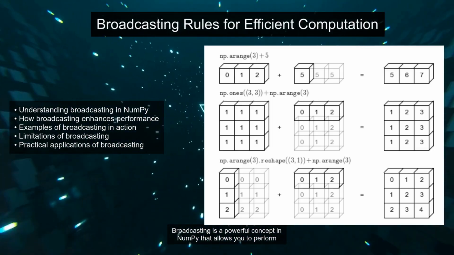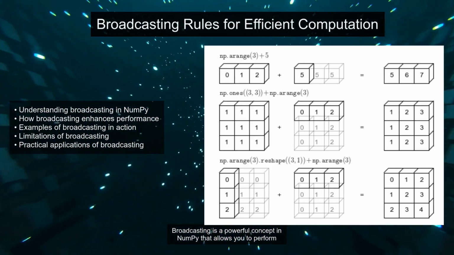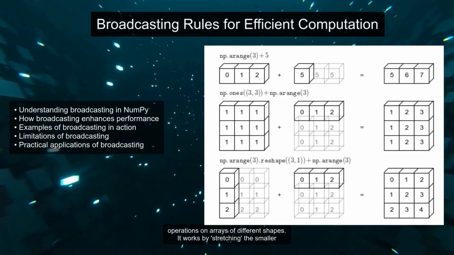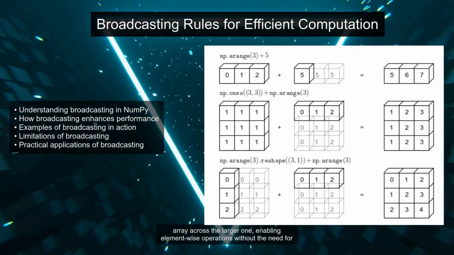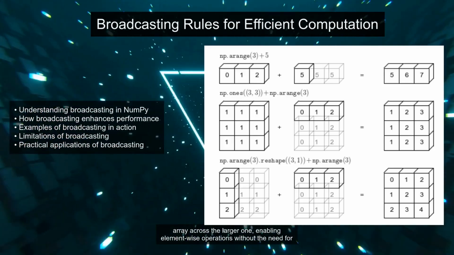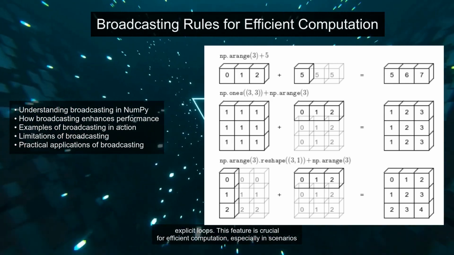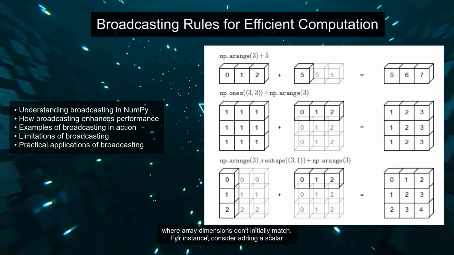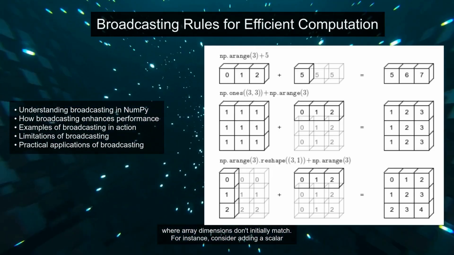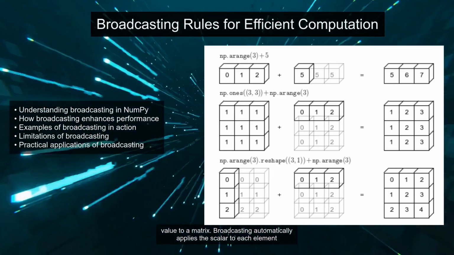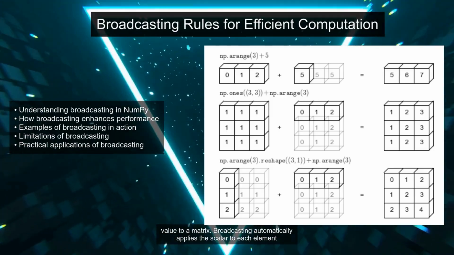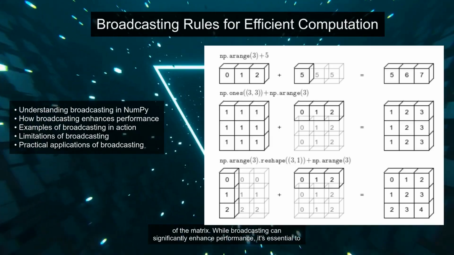Broadcasting is a powerful concept in NumPy that allows you to perform operations on arrays of different shapes. It works by stretching the smaller array across the larger one, enabling element-wise operations without the need for explicit loops. This feature is crucial for efficient computation, especially in scenarios where array dimensions don't initially match. For instance, consider adding a scalar value to a matrix. Broadcasting automatically applies the scalar to each element of the matrix.